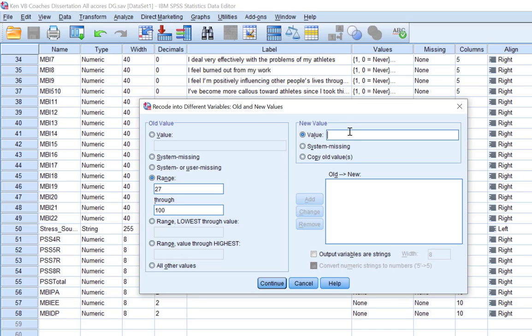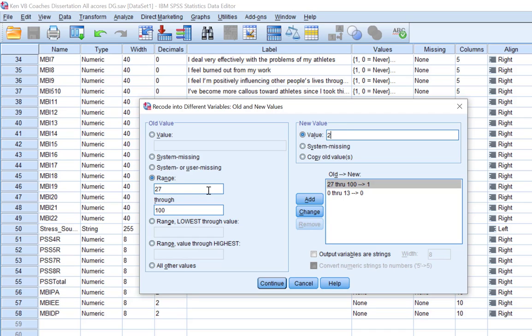Right. So that's going to be, I'm going to code that as a 1, and then all other values would be 0. Yep, 0 to 13 is low. So you see what I'm doing? It's range, so 0 to 13 would be a 0, which is low stress. I'm going to change that to a 2.